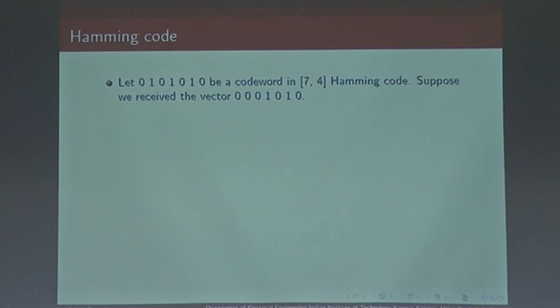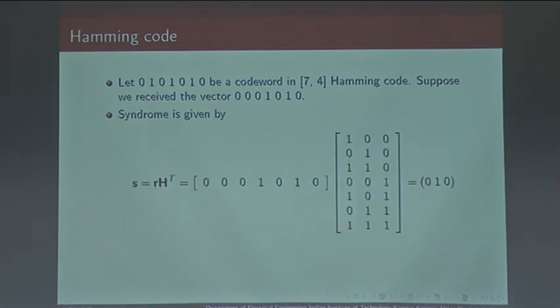So, we have a code word 0101010. This is a code word in the 7/4 Hamming code, and what we received is 0001010. So, where is the error? Second bit. Okay. So, what are we going to do first? Compute the syndrome. So, this is our R and this is H transpose, and remember H is such that this is first, second, third, this is H transpose. This is 001, 010, 011, 100.